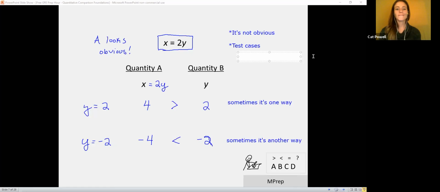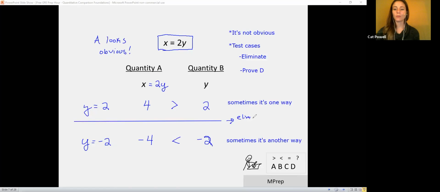Nice. Matt and Amanda, I like it. I want to eliminate. And ultimately, I want to see, can I prove D? After I tested y equals 2, what answers could I eliminate at this point? Like, what do I know just from testing that one number?